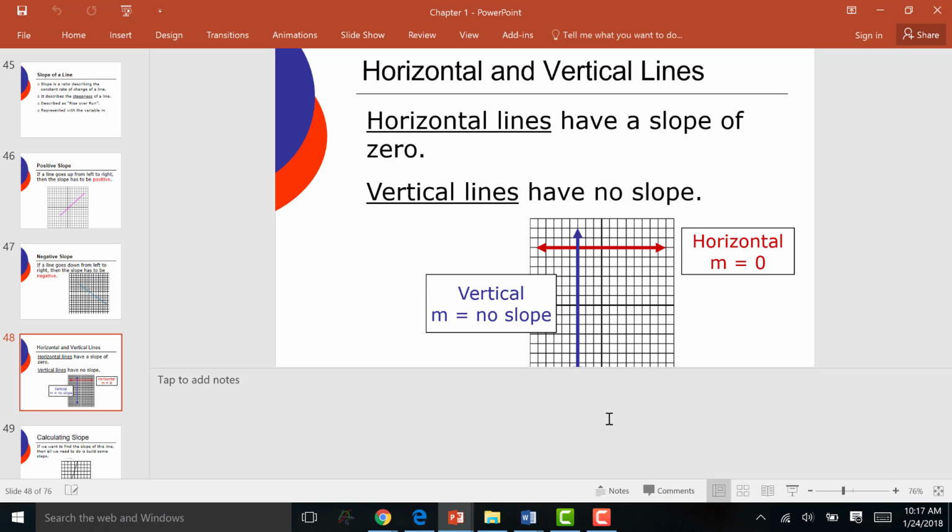So you can't say it doesn't have a slope. It does have a slope. The slope is 0. You understand what I'm saying? It's kind of like your bank account. You can't say I don't have any money. You have zero money.